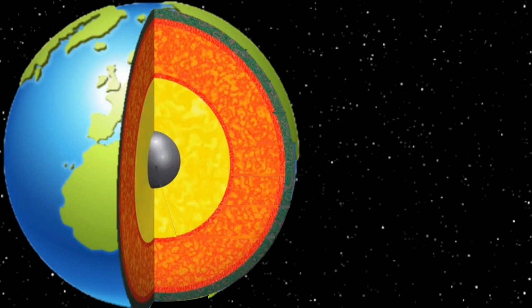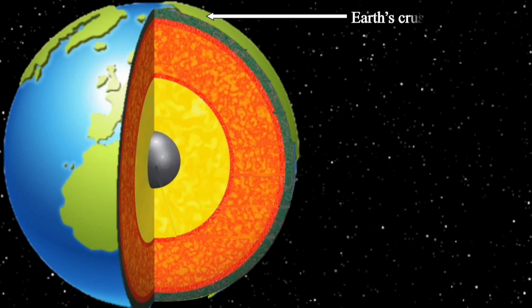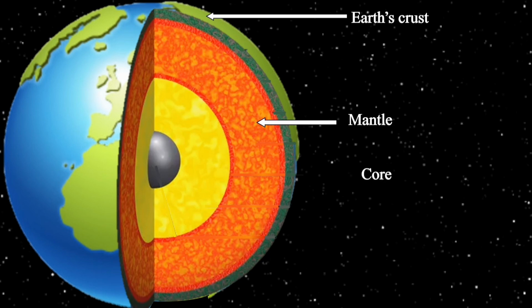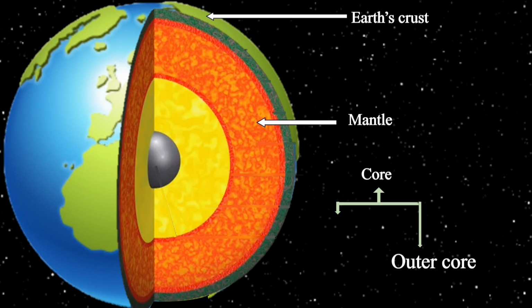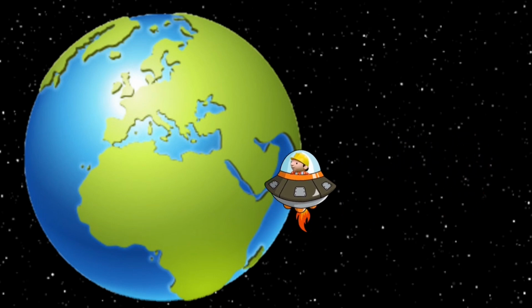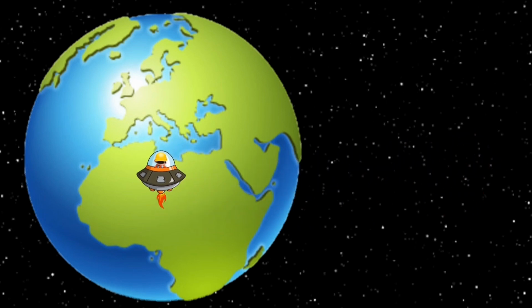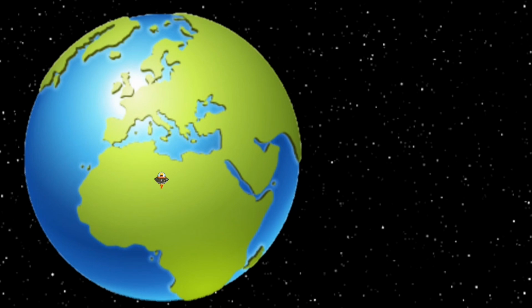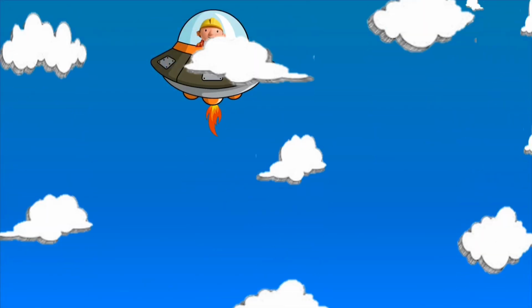The outermost layer of the earth is very thin. It is called crust. The second layer is mantle. It is the thickest layer of the earth. And the last is core. It is divided into 2 sublayers, outer core and inner core. Now it's time to go inside the earth with Mr. Bob. Let's go children, inside the earth and see how the interior of the earth looks like.